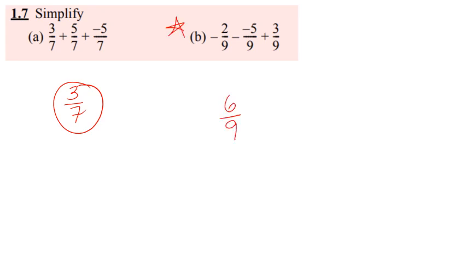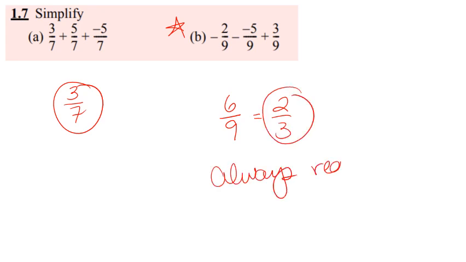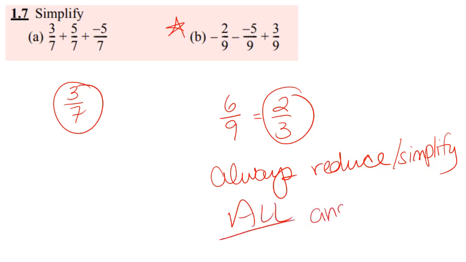This example, once we combine the numerators the way we did, actually isn't our final answer because I have to reduce. I'm going to reduce by 3 to get 2/3. Always reduce and simplify all answers.